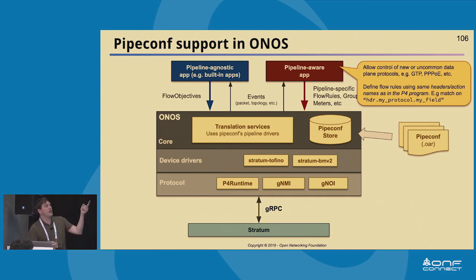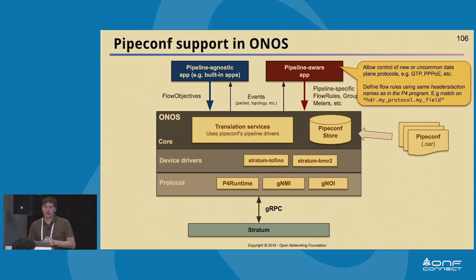This application can program the network using APIs like flow rule, specifying, for example, match fields and actions using the same names as in the P4 program. So if you created a table that matches on header.myProtocol.myField, then you should be able to use the same string name in the ONOS application implementation, providing flow rules for that. Then we have built-in applications that program the network using flow objectives, and these flow objectives are translated to the flow rules specific to the pipeline by a number of translation services that are part of the ONOS core.